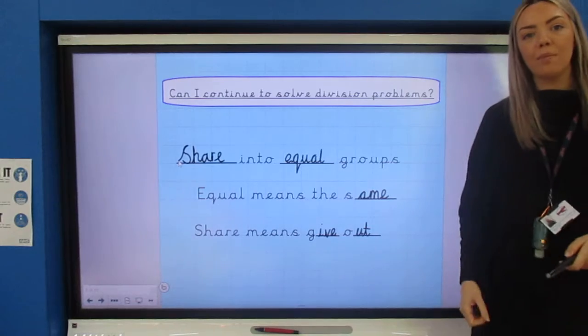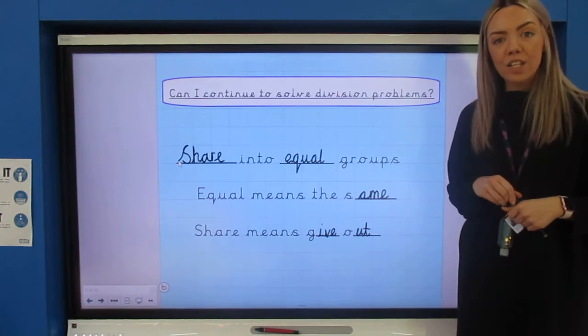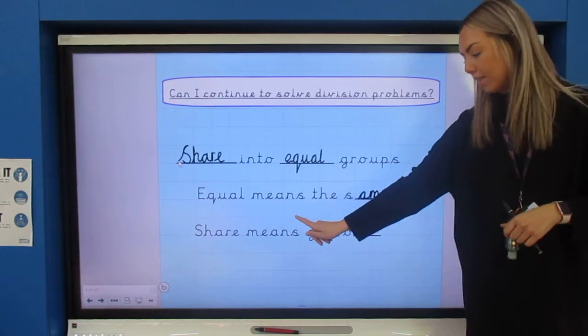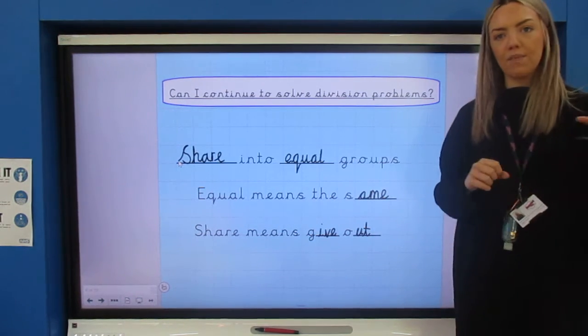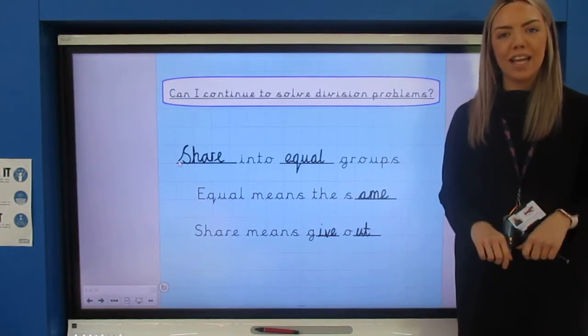So we've recapped and we've refreshed our memories, so we know that to divide we need to share into equal groups. Sharing means to give them out, so we're going to give them out and we're going to make sure they are equal, which means the same.